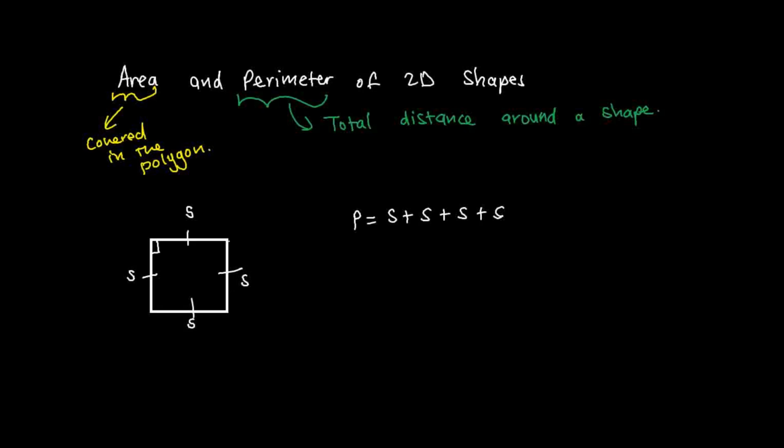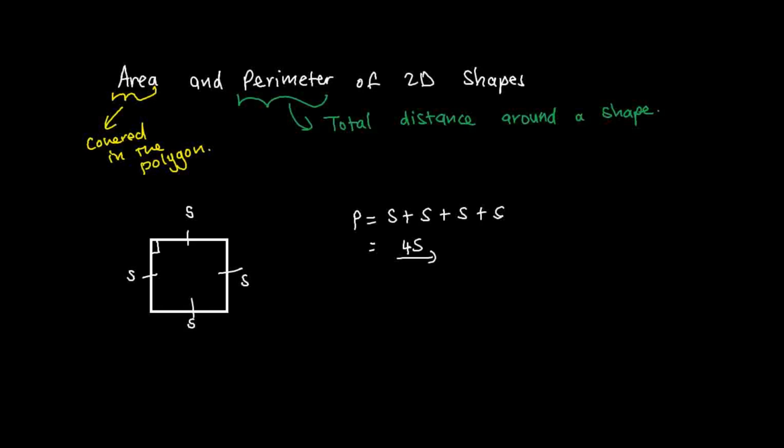All I do is add all the sides on the outside of the shape. I do not include any lengths inside. So even if I include a diagonal inside the square, for example, I will not include that in the perimeter, because I am only adding the sides that are outside of the shape. So S plus S plus S plus S, those four terms are like terms. So the perimeter of any square is 4S.